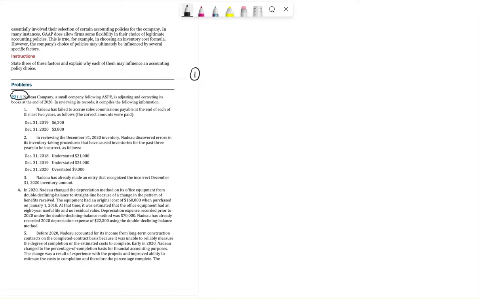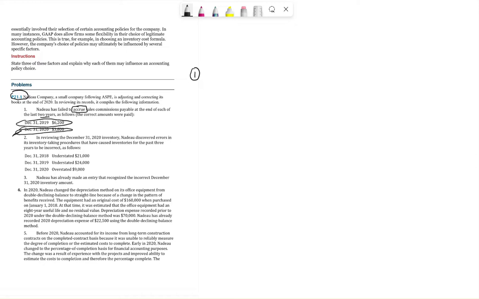If that's the information that is available to us, they're saying that Nedu has failed to accrue sales commission payable at the end of the last 2 years. So what we did is we did not record an accrued entry. So if you have to record an entry, in other words, what they're saying is we did not record 2020, we did not record 2019.